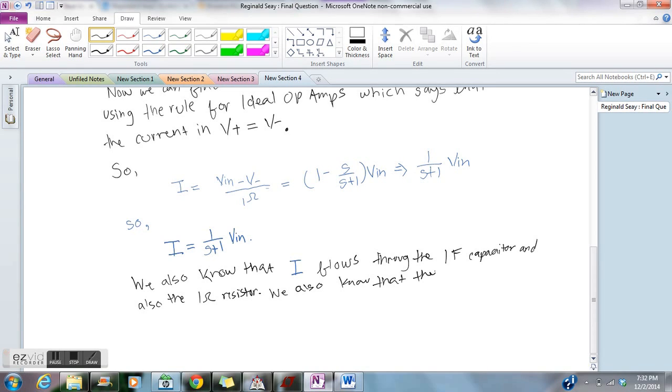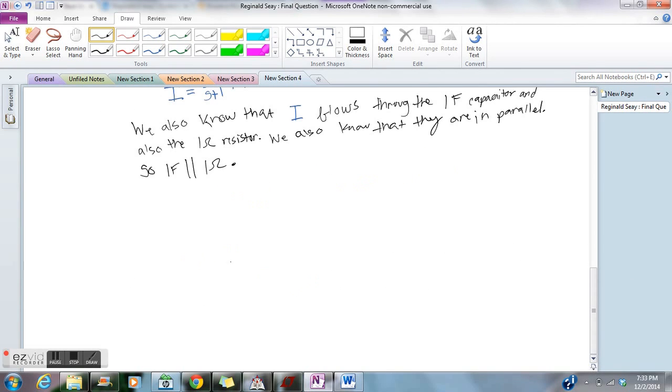Now, knowing that, we can also say that they're both in parallel. Looking at the circuit, the 1 farad capacitor and the 1 ohm resistor are both in parallel. If you look at the diagram above the op amp, you can see that the capacitor C1 and the resistor are both in parallel. That basically means we can write an equation for both of them now that we know our current.